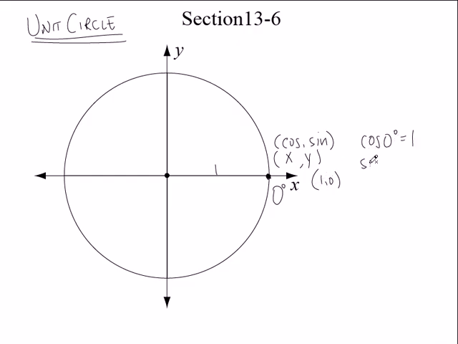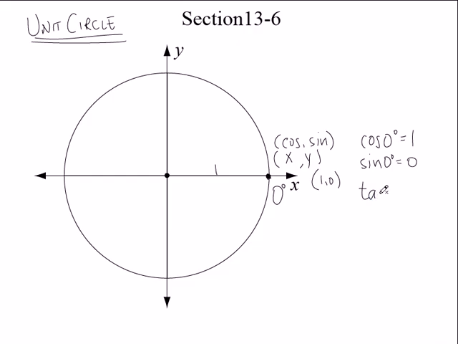Let's do the sine. The sine of 0 degrees is the second one. It's the y, because y equals the sine of the angle. So the sine of the angle equals y, which is 0. It's just plain old 0. It's not 0 degrees, it's the number 0.